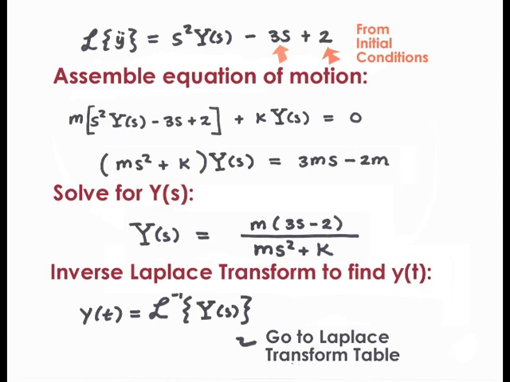So, performing algebra, we'll group the terms that are multiplying Y of s. And we'll get m s squared plus k times Y of s. And then we'll gather all the other terms on the right-hand side. That's 3ms minus 2m. We'll then divide through by m s squared plus k to find Y of s. So Y of s is m times 3s minus 2 over m s squared plus k. You see, we've been able to do algebra to find Y of s, the signal.